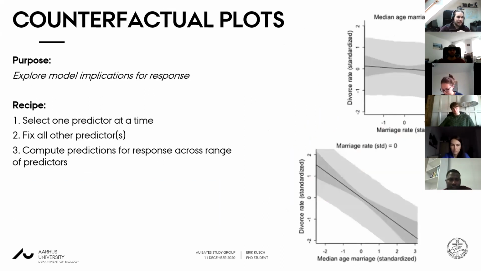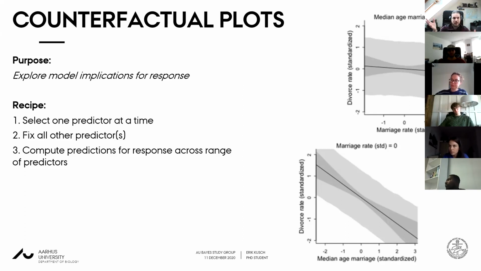Now, moving on to the last method that was covered in the lecture for posterior investigation, we can look at counterfactual plots. In these ones, the purpose is to explore model implications for our response. So what we do is we select one predictor at a time, and then we fix all of the other predictors. And this is what I meant earlier at the posterior predictive ones. I misspoke there. I was thinking about these, where we fix the predictors to usually their median value. So every other predictor except for the one we're investigating.